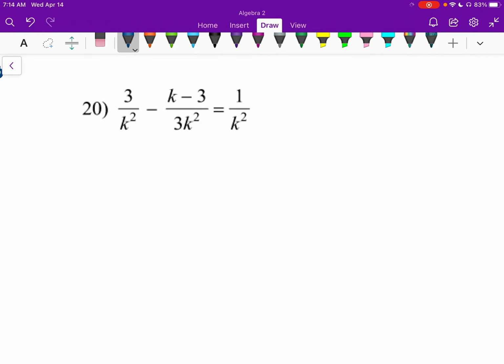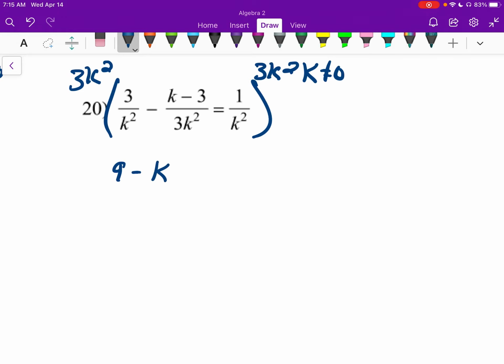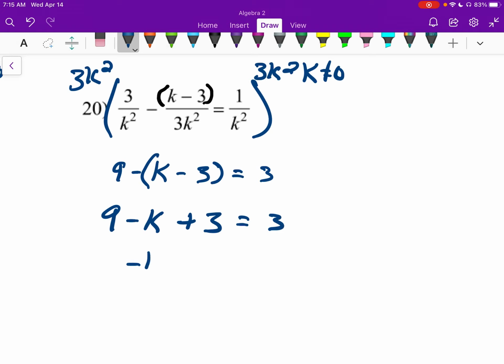And number 20. Here, again, k can't be 0. And I'm going to multiply both sides by 3k squared. So whenever I distribute, I'll end up having a 9 minus k, I need parentheses right there, k minus 3 equals 3. Notice that we need the parentheses here. Whenever we get rid of that denominator, this negative sign goes to both the k and the negative 3. So then we'll have a 9 minus k plus 3 is 3. So negative k plus 12 is 3. Negative k is negative 9, and k is 9.